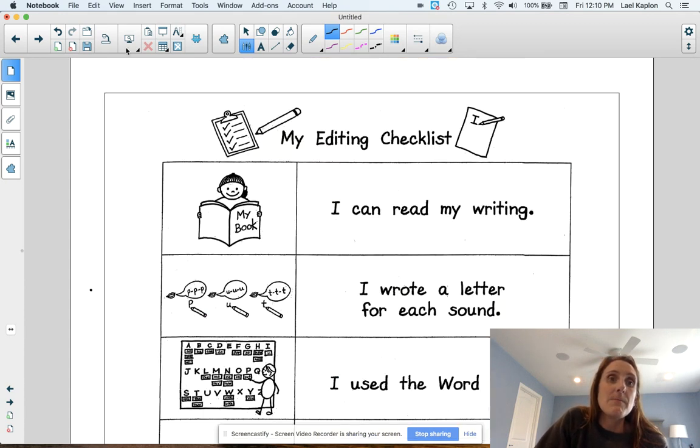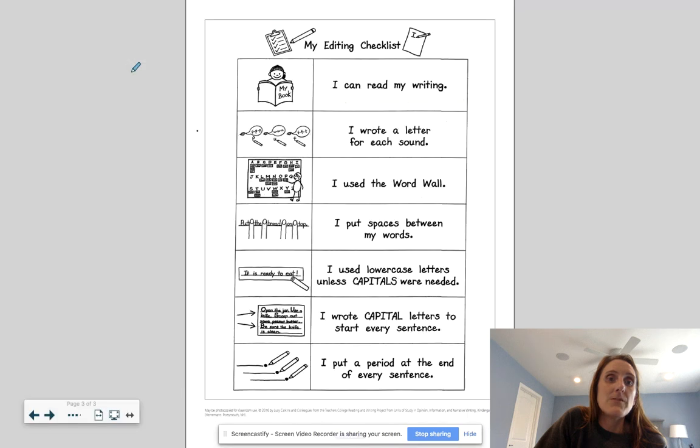And let me blow this up for you in a full screen. You can use this editing checklist to help you check all your work today. First, you can make sure I can read my writing. Okay, well, if there's any sloppy letters, now is the time to take your fancy and fix pen and go over them and make them nice and neat. I wrote a letter for each sound. I used the word wall, which I did with my blue side. I put spaces between my words.